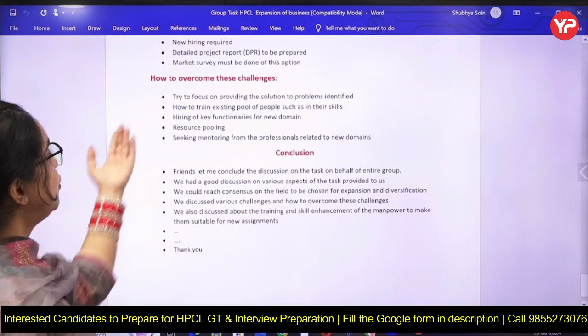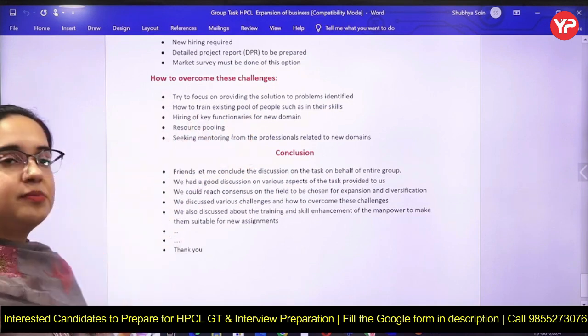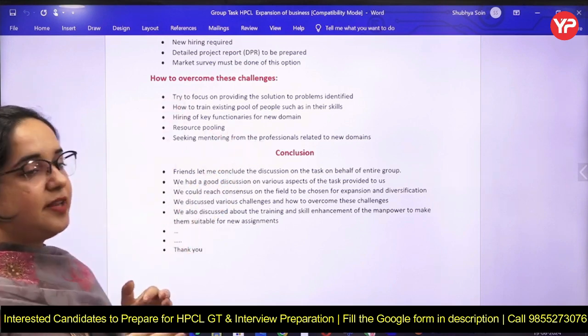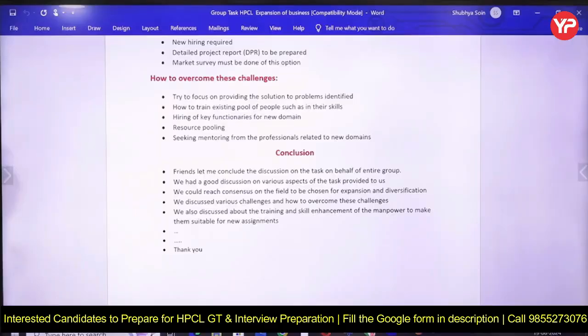Then comes how to overcome it. First we need to understand and provide solutions to the problems that are already identified. How to train, the training of the people is very, very important, and you have to train them. Hiring of key functionaries, pooling and seeking mentoring from professionals related to the new domain.